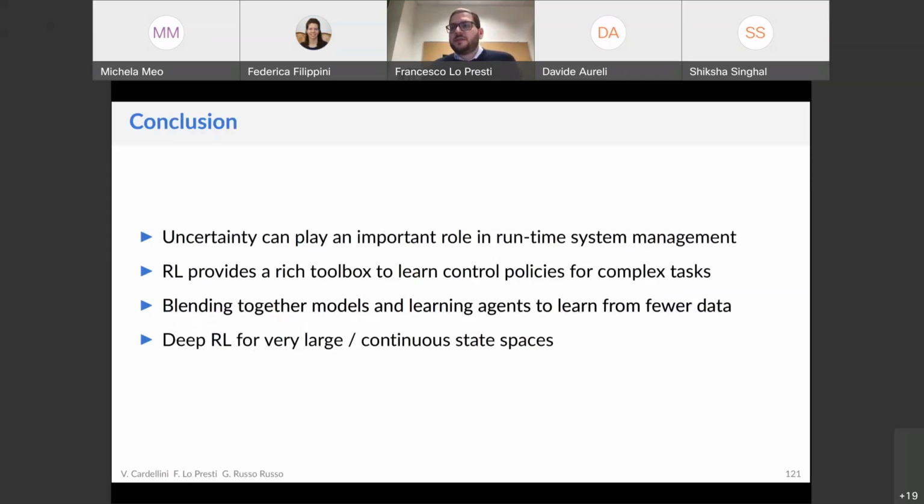So to draw some conclusions, in this tutorial we have seen that uncertainty can play an important role in runtime system management. Reinforcement learning provides a rich toolbox to learn control policies for complex tasks. And in particular, we have seen that if we blend together models and learning agents, we are able to learn from fewer data and in a reduced amount of time. When we have to deal with very large state spaces or continuous state space, we can resort to function approximation techniques and in particular deep reinforcement learning to avoid scalability issues.